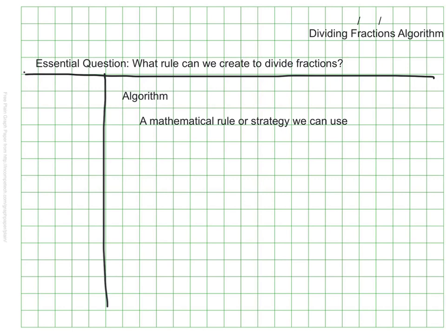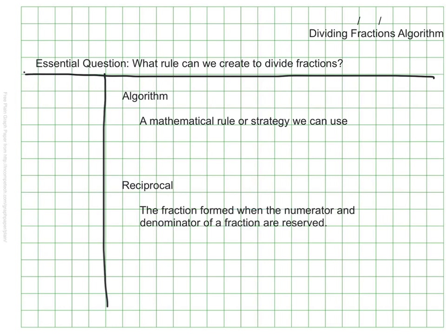To create this algorithm, we're going to need a term in math that we call the reciprocal. The reciprocal is the name of the fraction that you get when you reverse the numerator and the denominator. For example, the reciprocal of 2/3 would be 3/2. What we want to know also about a reciprocal is that if you multiply the two together, the original fraction and the reciprocal, you will always get 1.